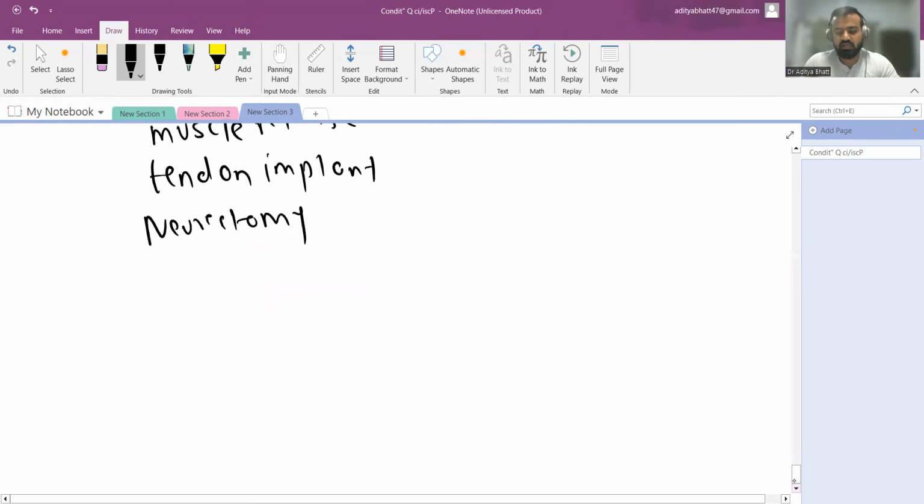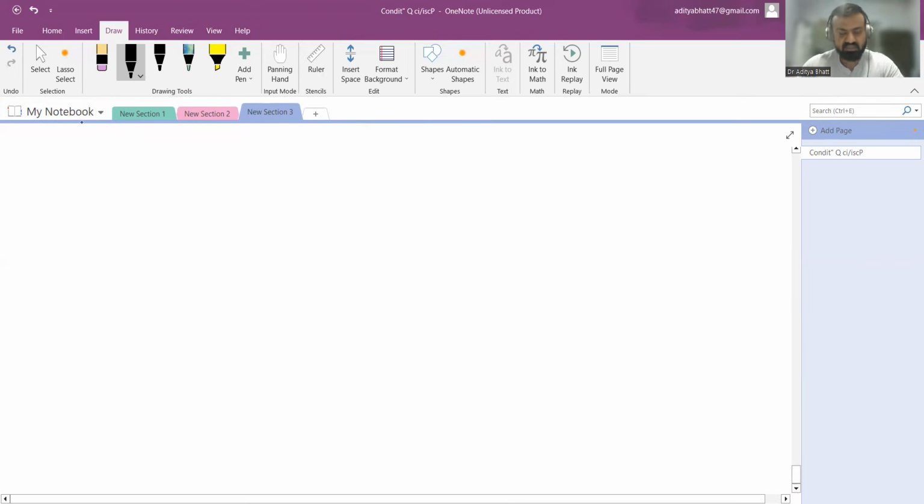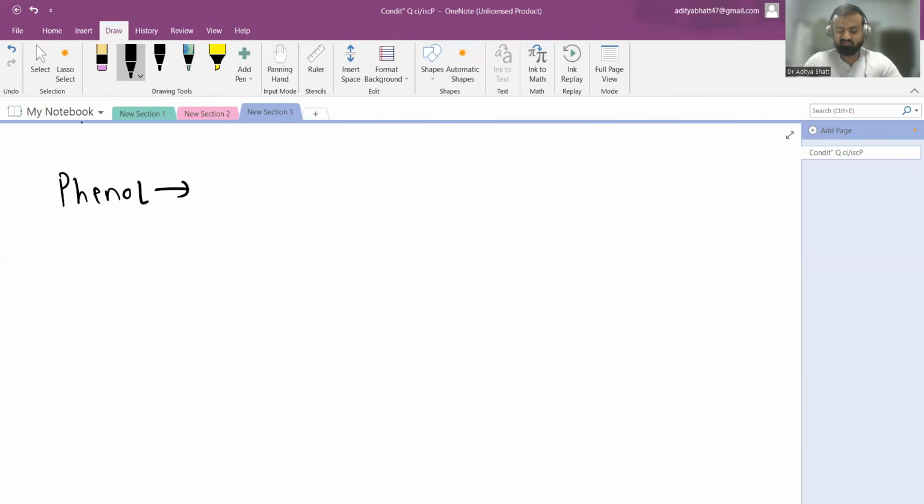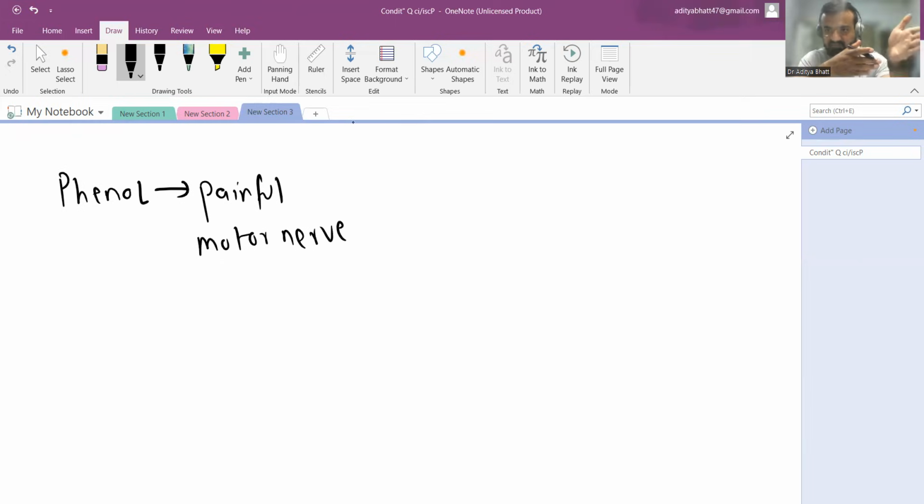What is the other treatment that we do in patients of CP, and what are the recent advances in the treatment of CP? In patients of CP, initially phenol was used. Phenol was used instead of botulinum injection, and this phenol was extremely painful. And the limitation of phenol was that it could only be used in motor nerves. So what we did was we put the phenol in the nerves. It would kill the nerves, so the contracture would be relieved.